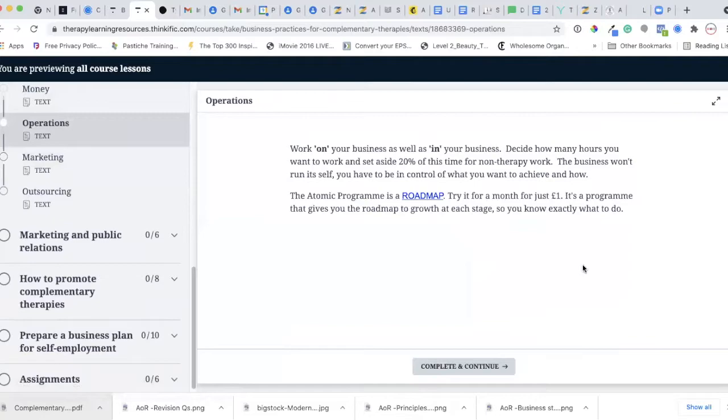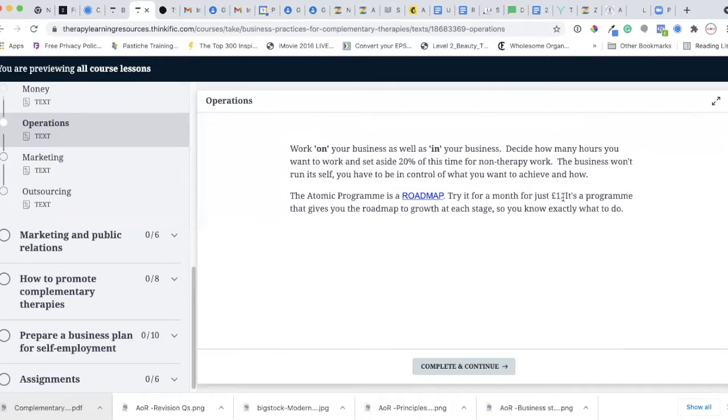Operations is thinking about the structure. What do you want your business to do? How is it going to work? How many hours are you going to work? And how are you going to organize yourself? What happens when you go on holiday or you don't have any clients in? Where's the money going to come to support you from that? So it's looking at a structure, and this is a really, really good.